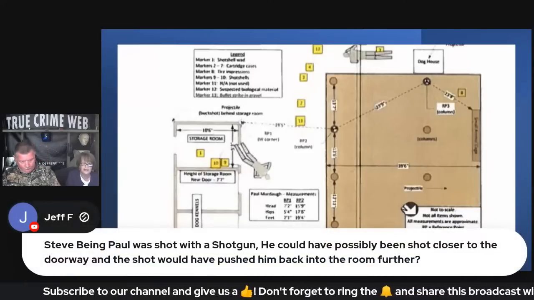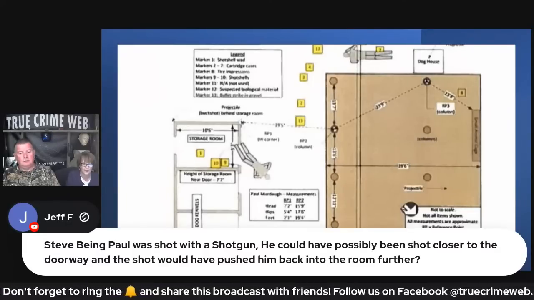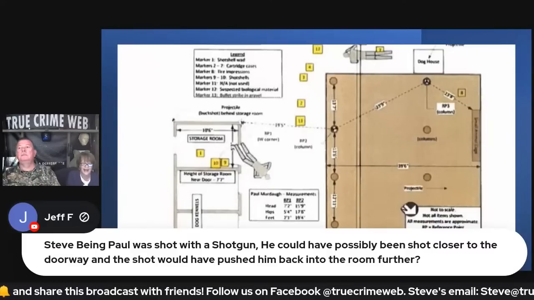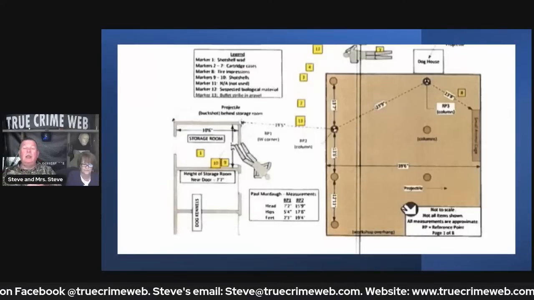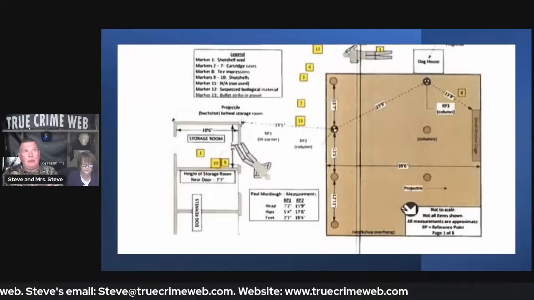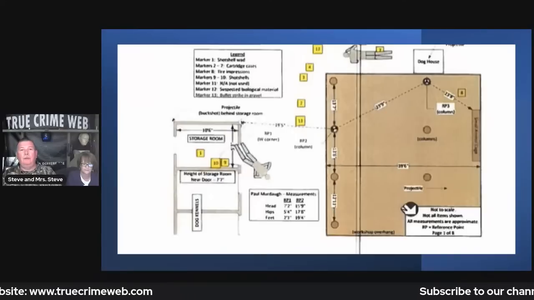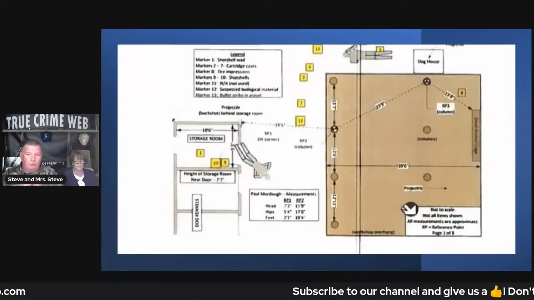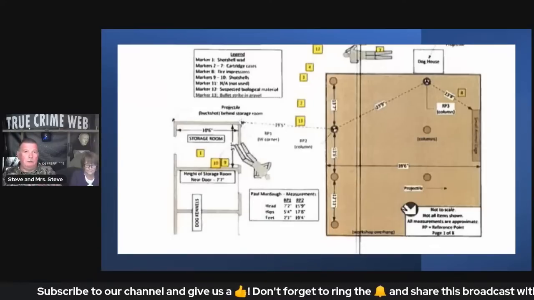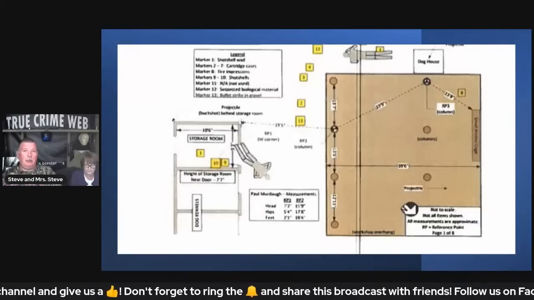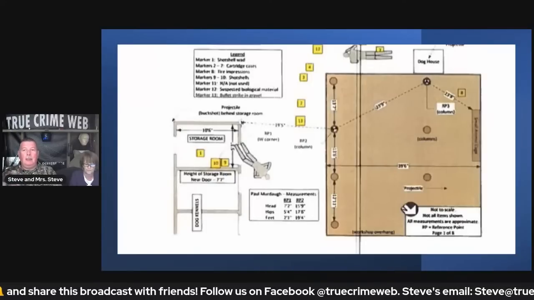Hey, Jeff. Steve, being Paul was shot with a shotgun, he could have possibly been shot closer to the doorway, and the shot would have pushed him back into the room further. It's possible. It's not like what you see on TV. That's the importance: if we knew where the blood spatter was on this exiting of the wound and looked at that blood spatter, we would be able to tell you exactly. But yes, he could have been a foot or two forward, but at the moment the blood started hitting the floor, he's at that furthest point, and then he moves forward.